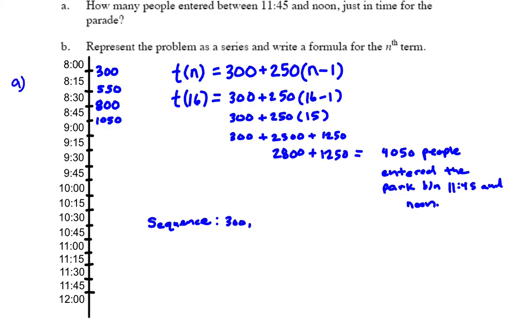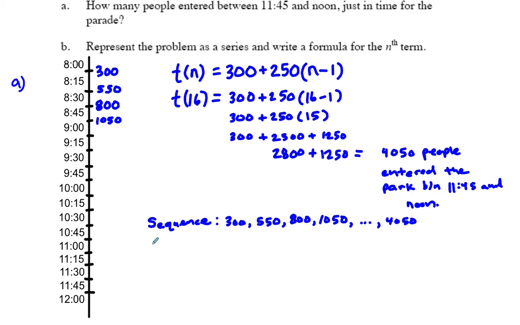300, 550, third term is 800, fourth term is 1,050. We got dot, dot, dot. Eventually we get all the way down to 4,050. Remember, when we're coming up with an arithmetic sequence here, they have a common difference. Every time we increase our term by 250, we list it in there. So that's what the sequence looks like.